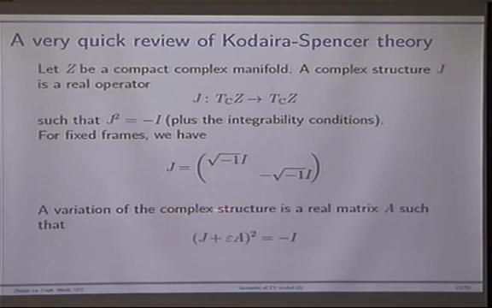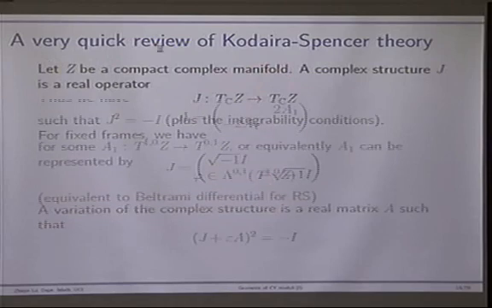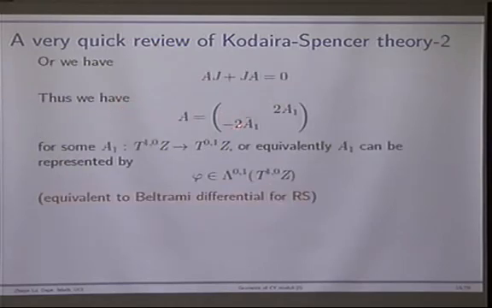So a variation of the complex structure, or rather in this formula, a variation of the almost complex structure, is a real matrix A such that when epsilon is very small, we wish that (J plus epsilon A) squared equals -1 plus O(epsilon squared). So this is defined to be a deformation. Okay, so if we take the first order derivative, then we have the following equation: AJ plus JA is equal to 0. And since J is of this specific form, we can quickly find that A must be of this form, where the constant 2 is just for later convenience.